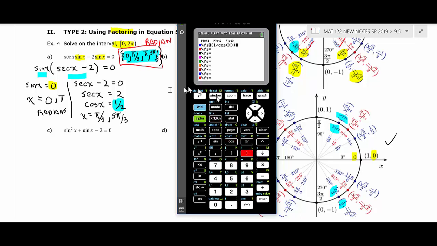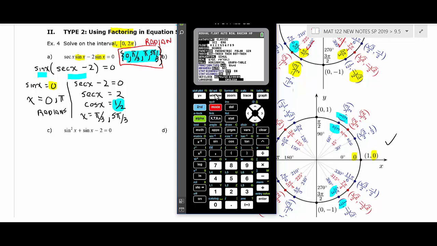Okay, like that. And then we would have times the sine of x. Okay, like that. And then we'd have minus 2 sine of x like that. So that's how you could put this in your graphing calculator. And as far as the mode, we want to be in radian mode.